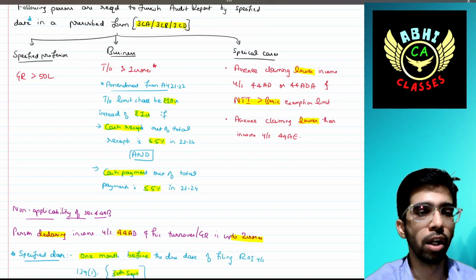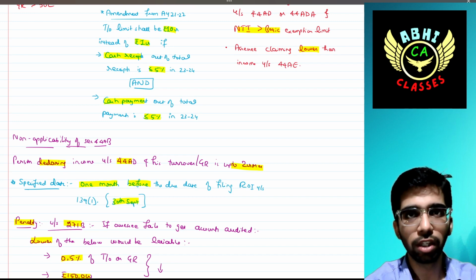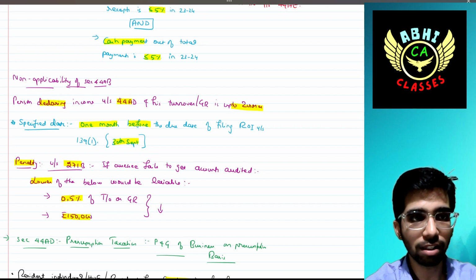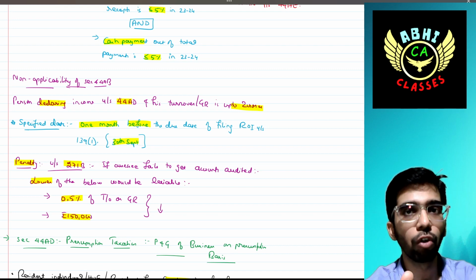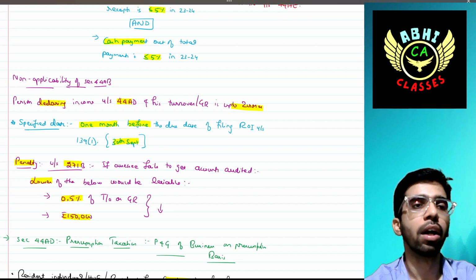Okay, super. Next, non-applicability of section 44AB. This section is not applicable in case the person is declaring income under section 44AD and his total income is up to 2 crore. Okay.